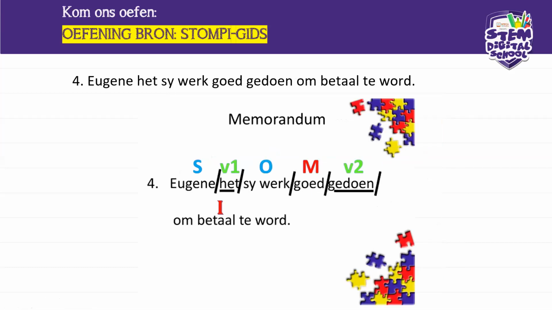Okay, let's go on. Then Eugene het sy werk goed gedoen om betaal te word. Eugene is the person's name. He's the subject. Verb 1 would be het. This is telling me that the sentence is written in the past tense. Sy werk is the object. How did he do it? He did it goed, which is the manner. And verb 2, you see the ge, past tense, gedoen. And the reason that he did his work is om betaal te word. Om would be the infinitive and the reason there. Take a picture.